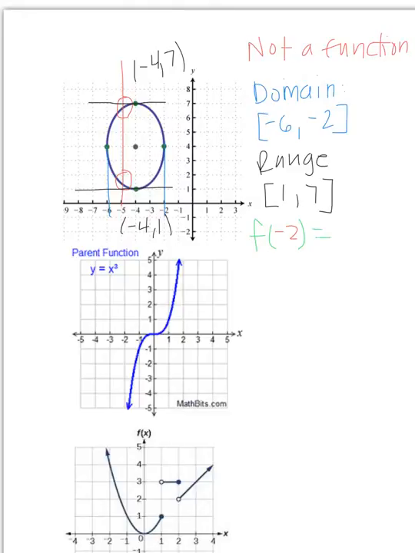We find -2, and we find the point that it goes with, and it corresponds to a y value of 4. So we evaluate at -2, and we get the y value of 4. That means the point (-2, 4) is on the graph of that equation. Okay, let's look at the next one.